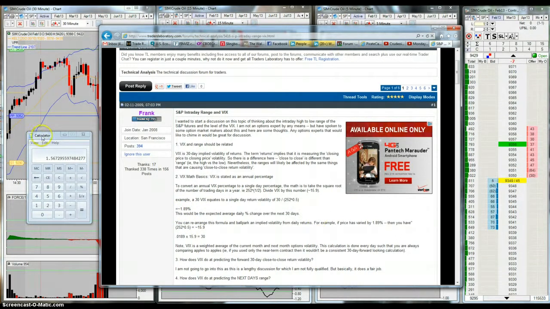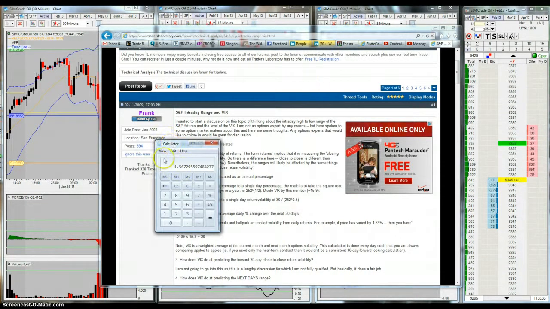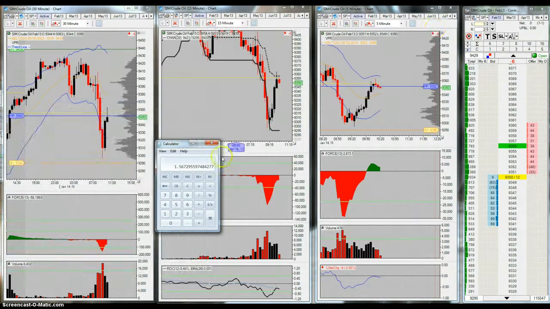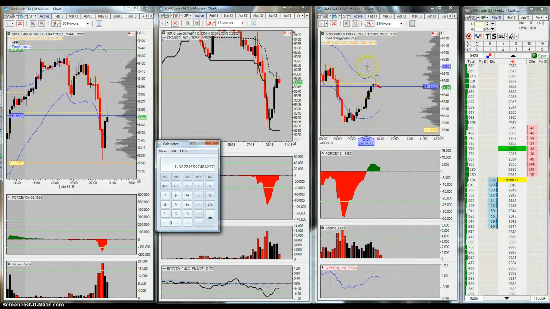They're saying it's about 1.89 in their example, but this would be the expected average daily percentage change over the next 30 days. What you do with this number is you take the price of crude, which let's put at 94. So you take 94 times 0.0156. That gives you a daily range. You're just converting the percentages. That's your daily range on crude.